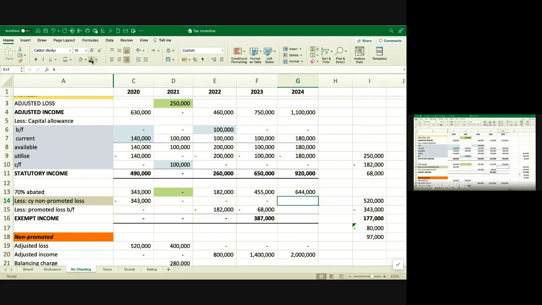Sorry, you don't have any current year promoted, non-promoted loss, 0. And then you don't have any loss from your pioneer. So it means that everything goes into your exempt income.